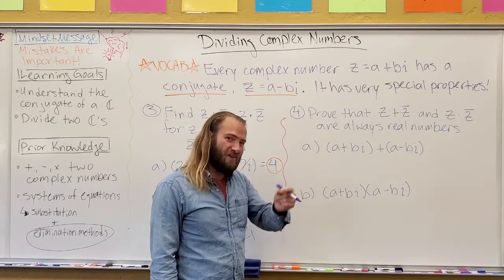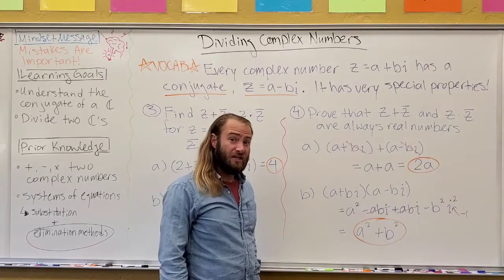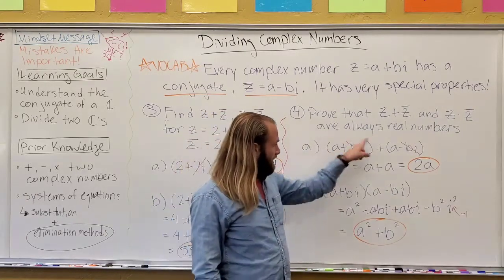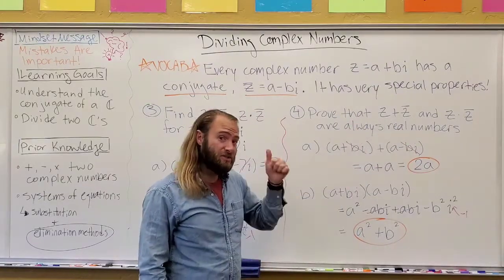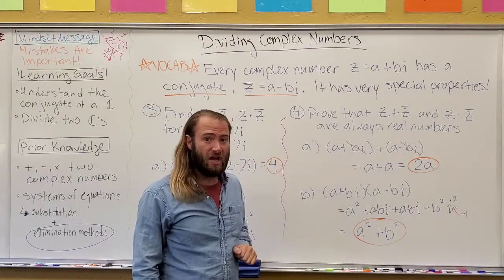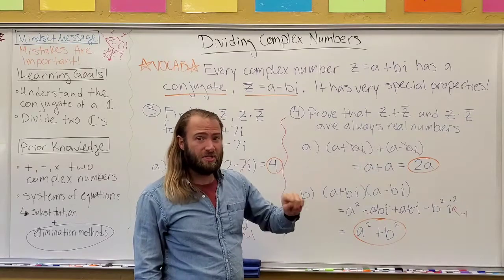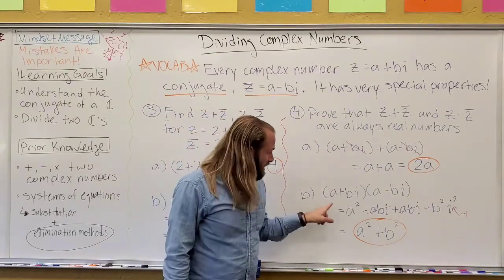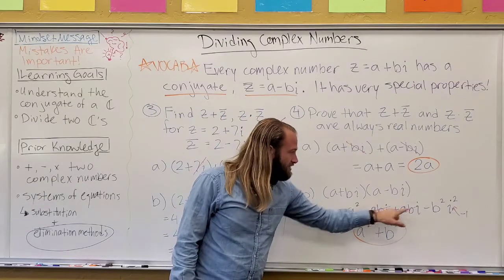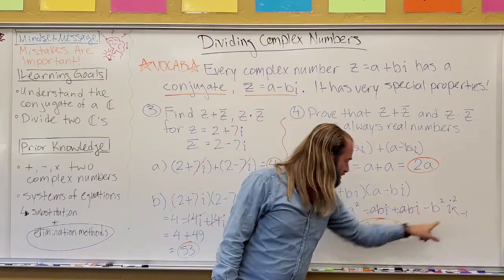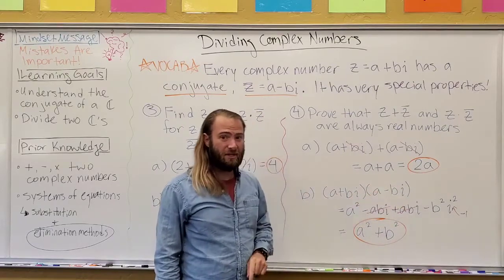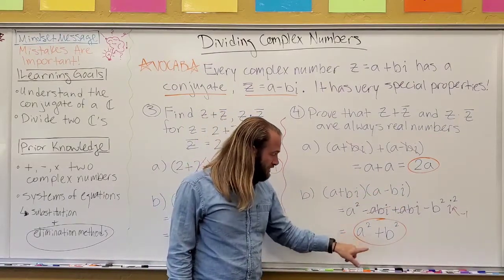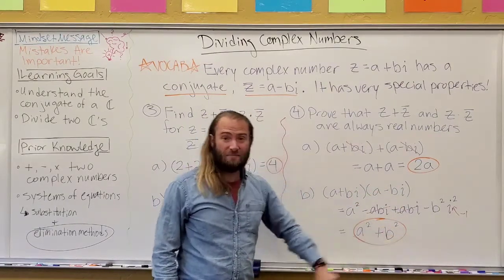And furthermore, we're going to have a formula for it. Here's what you should have gotten. When we cancel these things out, you're just left with twice the value of a. So the sum of two complex conjugates is always going to be 2a. And then the product, again, you'll see these middle terms cancel out, and the i squared is negative 1. So it turns out that when we have the product of two complex conjugates, it's always going to be the sum of a squared and b squared.